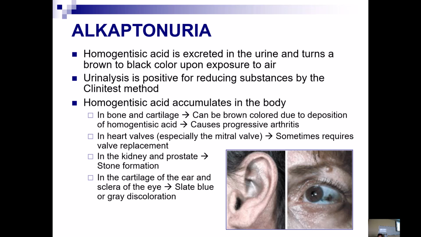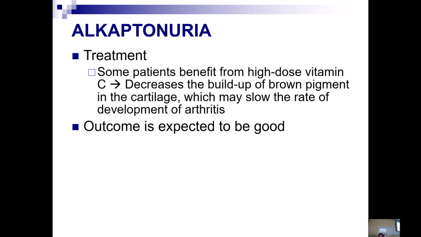Homogentisic acid can also accumulate in the body. You can see here in the bone and cartilage, it can turn the ear cartilage a brown color. It can cause progressive arthritis. It can land on the heart valves. It can land in the sclera of the eye and make a blue or gray discoloration. None of this is good long term.